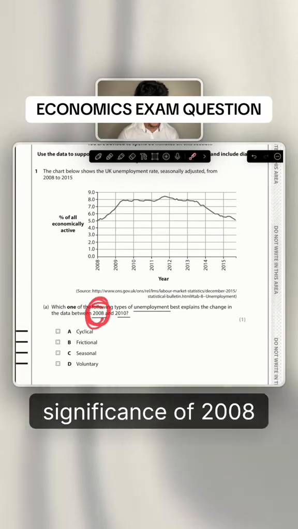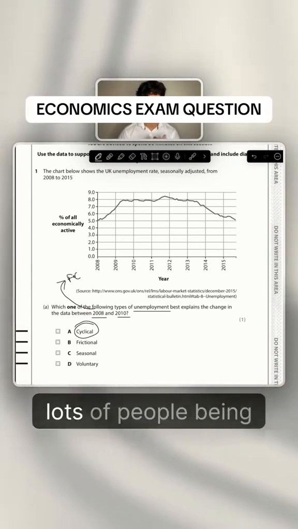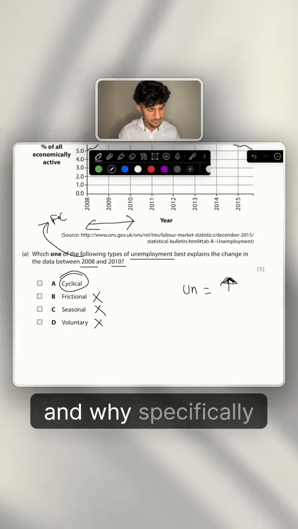What is the significance of 2008 straight away? 2008 is, of course, when the big financial crisis occurred. This is really hinting to be cyclical. Why? Financial crisis, of course, there's lots of unemployment, lots of people being laid off as GDP decreased massively. And why specifically is it cyclical unemployment?